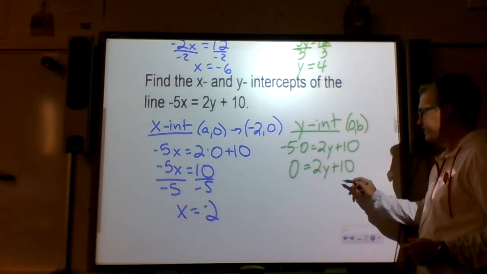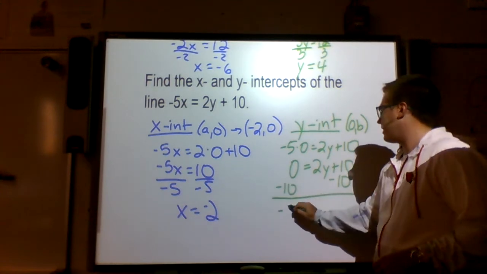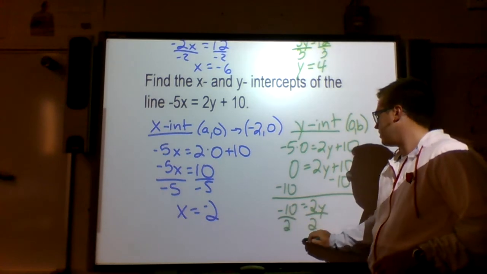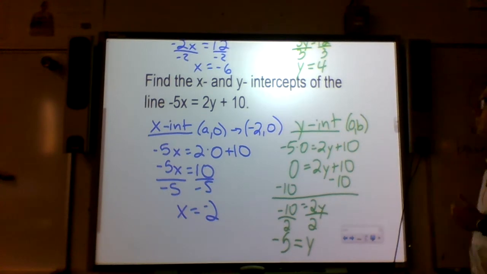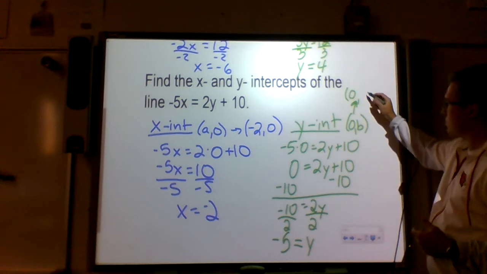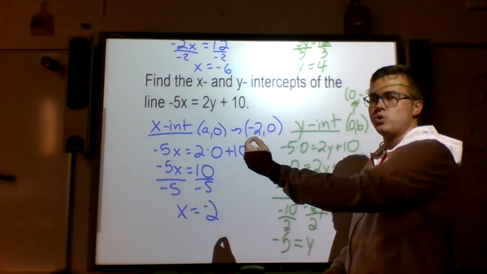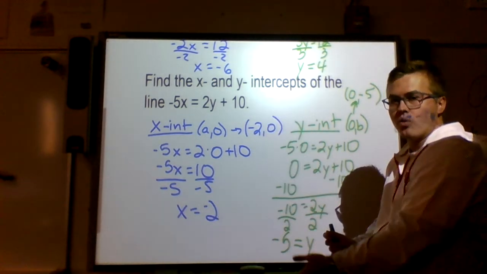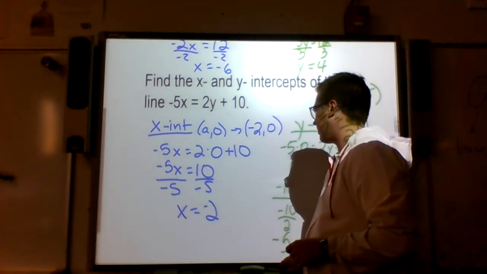Then I've got to get rid of this plus 10. So I'm going to subtract 10. Negative 10 equals 2y. Divide by 2. y equals negative 5. So remember, I'm going to write my answer as a point, (0, negative 5). So I know it goes through negative 2 on the x-axis and negative 5 on the y-axis. So I know that line is going to go through those 2 points there.